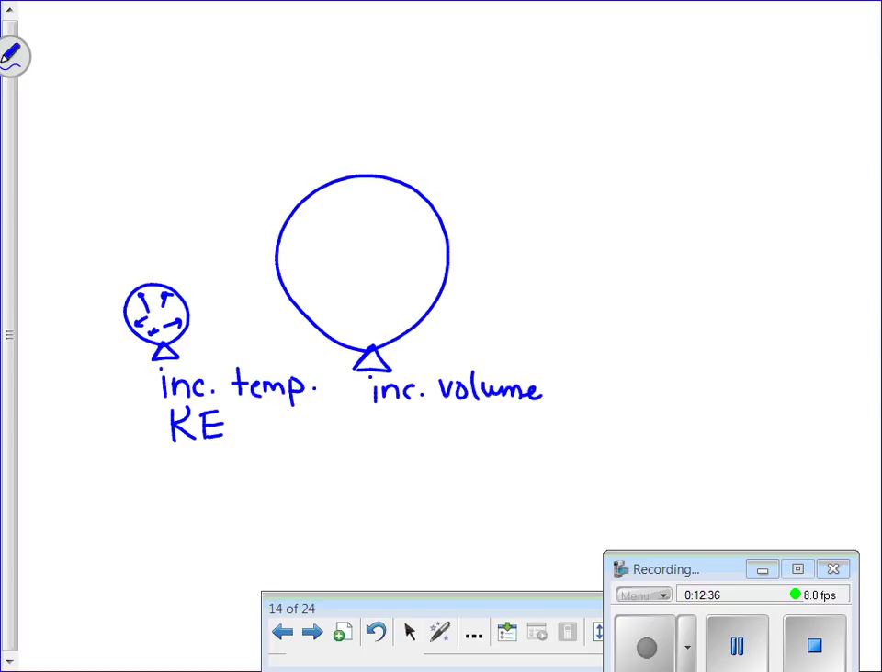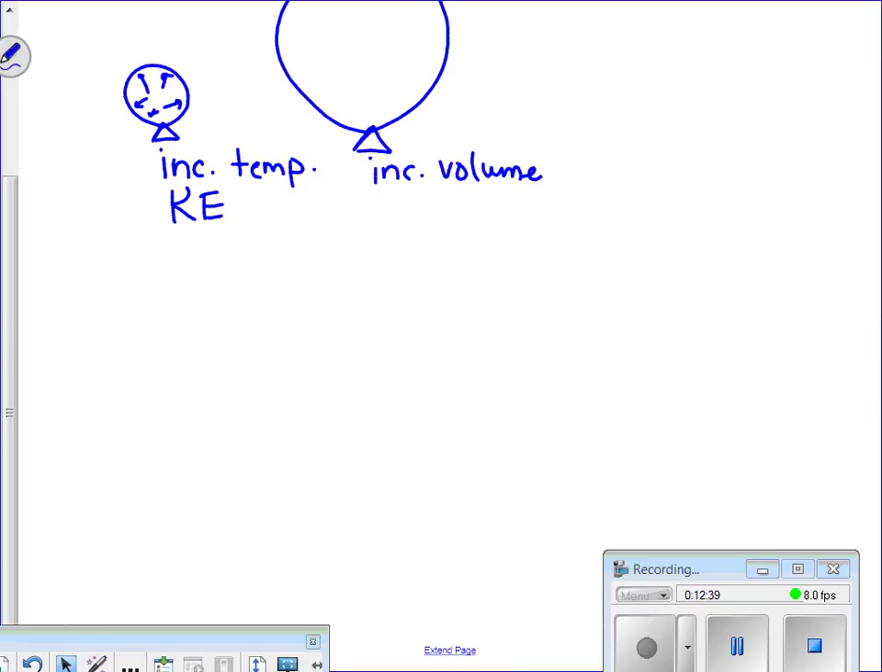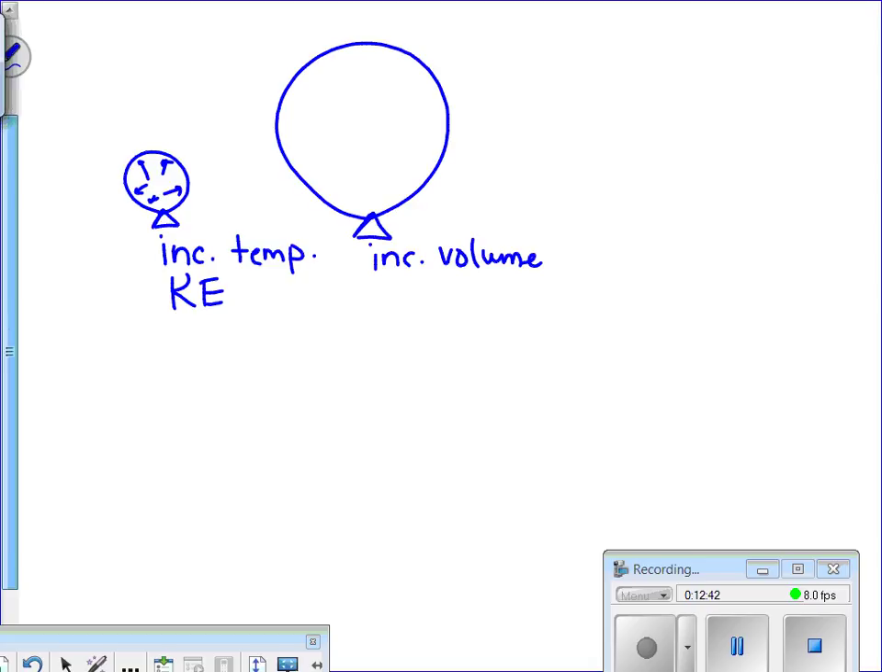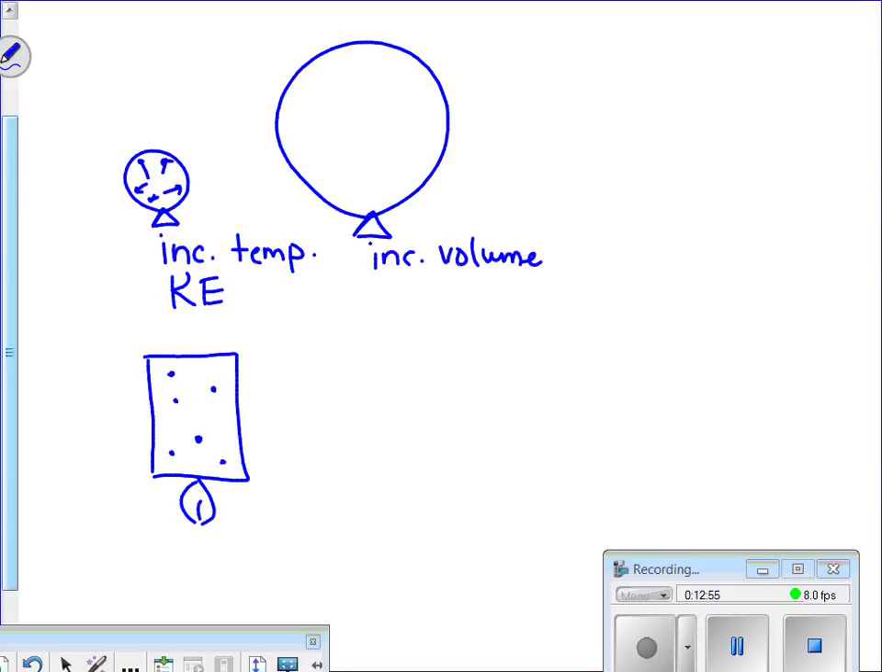Additionally, if I were to take, and don't ever do this, a metal can with gas in it, and I were to heat that can, the gas inside the can would gain kinetic energy, and as a result, it would start hitting the sides of the container with greater force. And those collisions cause pressure.